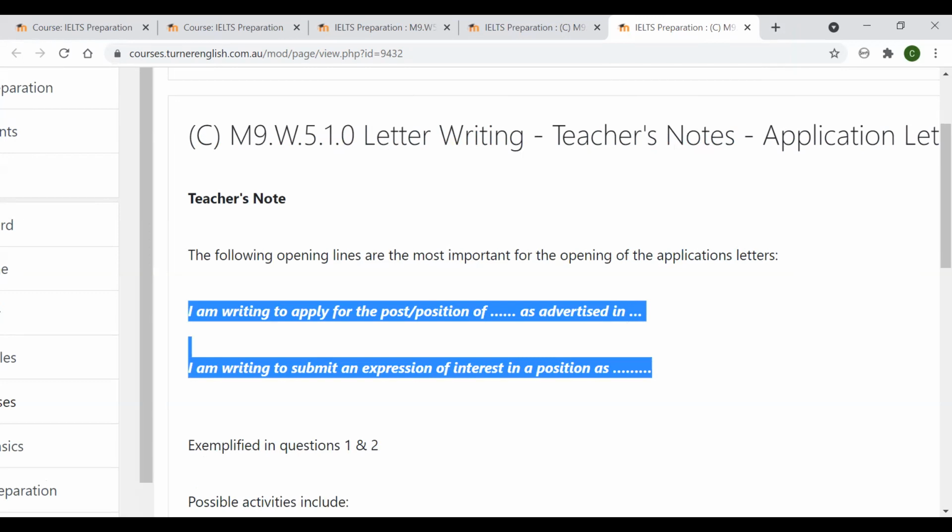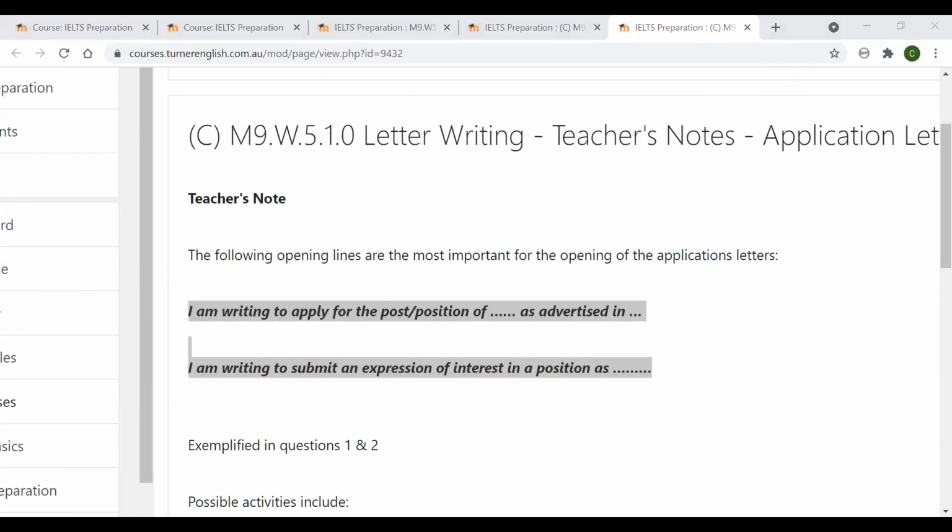Yes, teacher. I am writing to apply for the post position of dot as advertised in dot dot. And the second one, I am writing to submit an expression of interest in a position as blah blah blah.